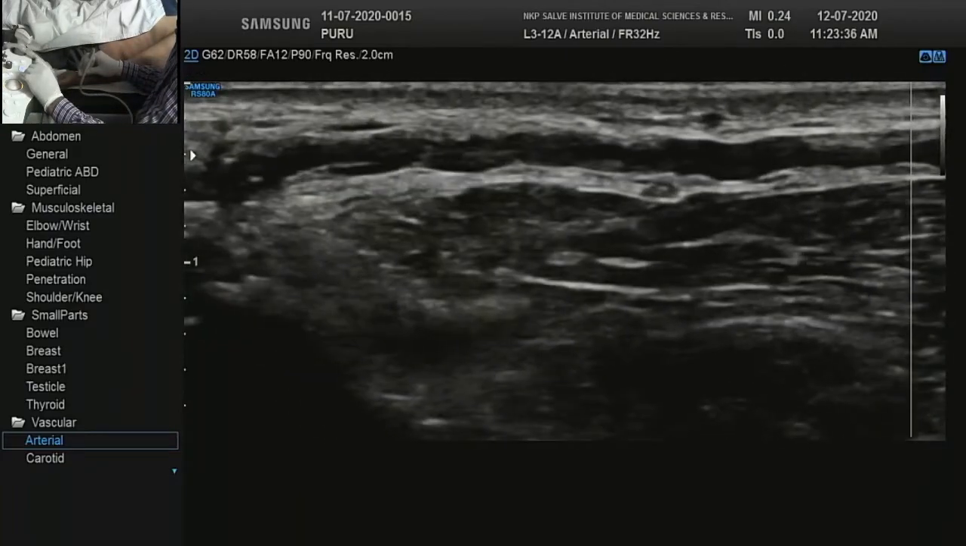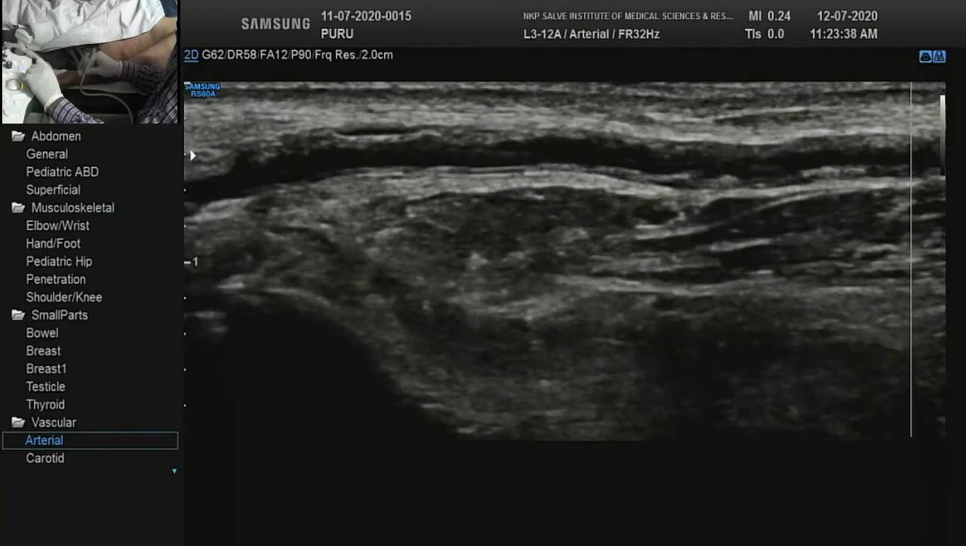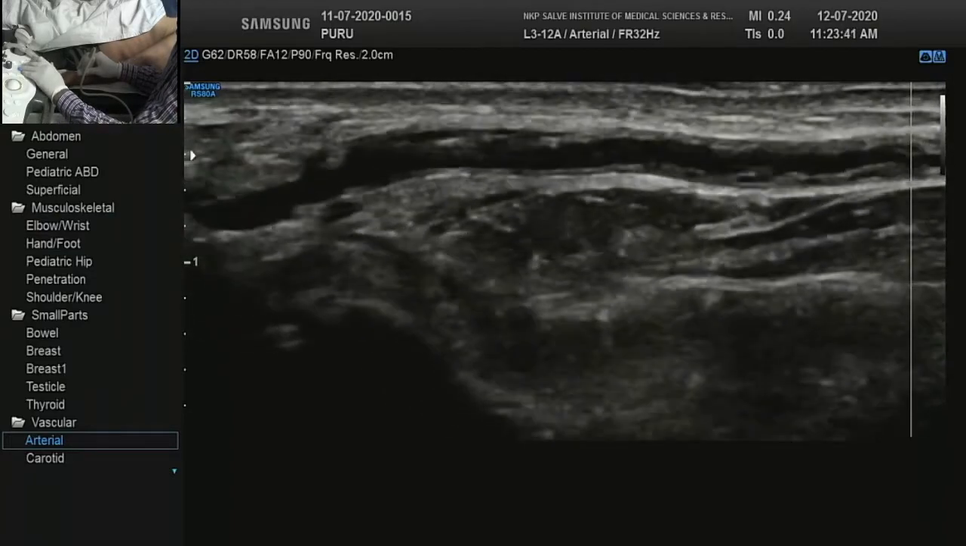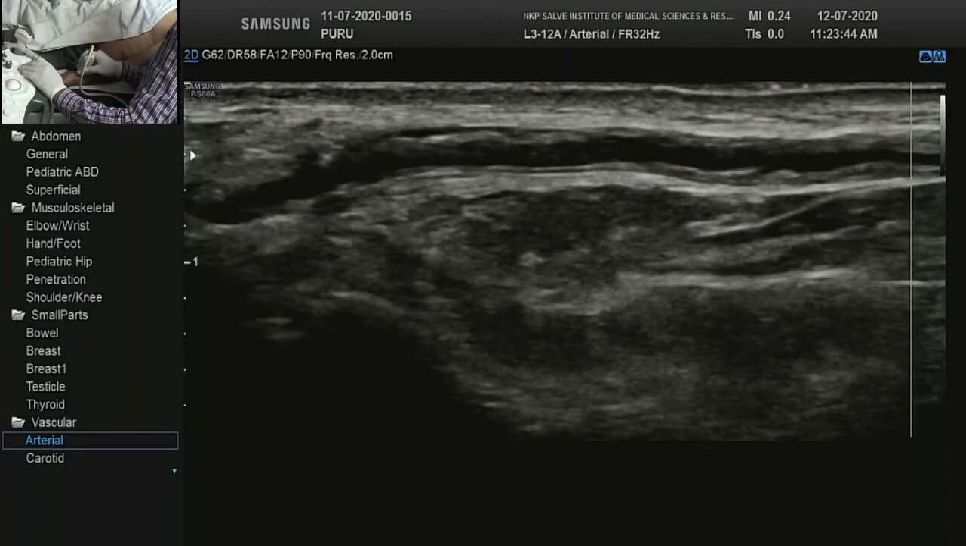If you want to assess the patient for pre-dialysis, then see in this patient the intima is seen.